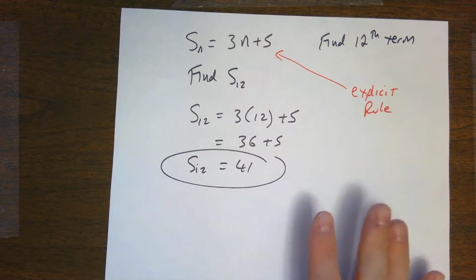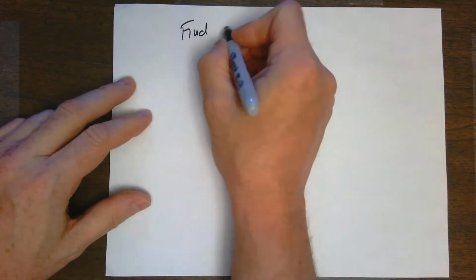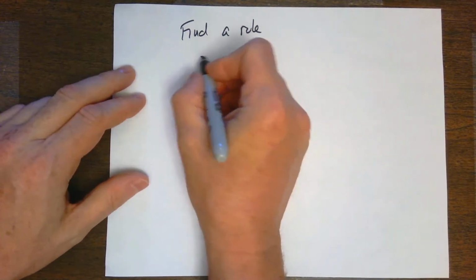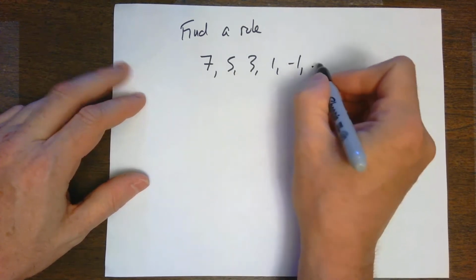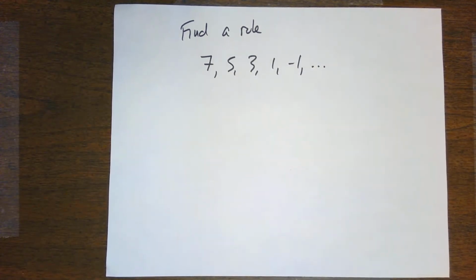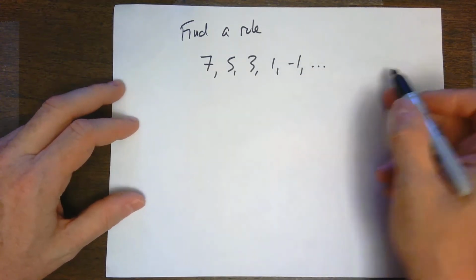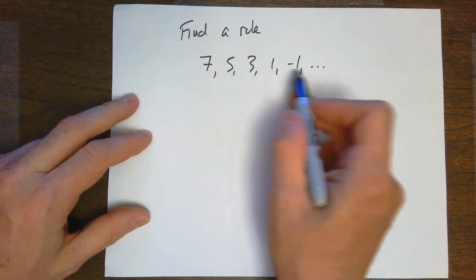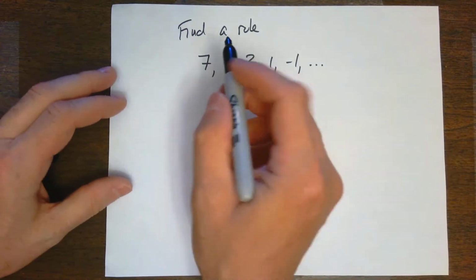We might want to find an explicit rule. For example, find a rule for the following sequence: 7, 5, 3, 1, negative 1, dot, dot, dot. And then once I know the rule, then I could find like the 27th term. I could find the 27th term just by recognizing the pattern and then keep going until I get to the 27th term. But I'm going to find a rule.